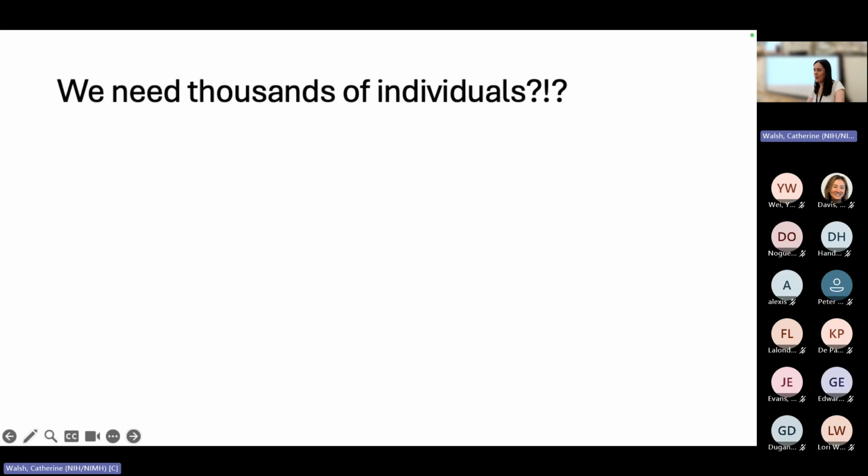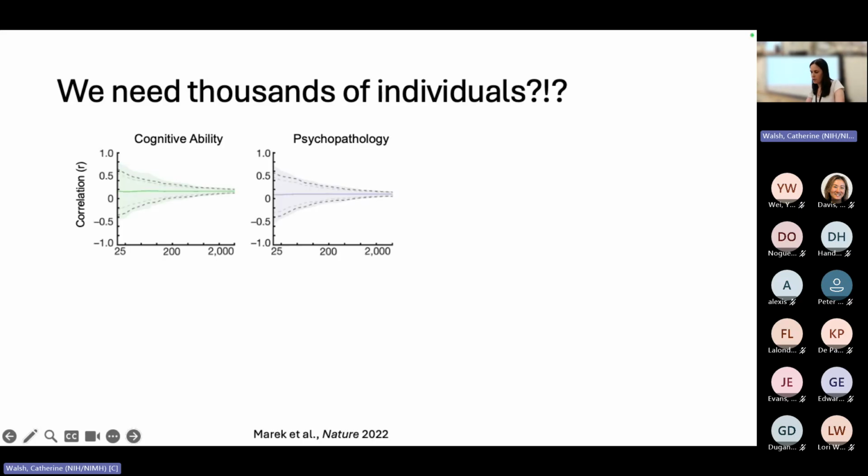One of the big findings in this paper was that you need a ton of subjects to get a reliable correlation between brain and behavior. To show this, they took a number of different subsamples of varying sizes from the ABCD study, calculated resting state connectivity, and correlated the connectivity in the default mode network to two different measures of behavior. They showed cognitive ability on one side, and a measure of psychopathology on the other.